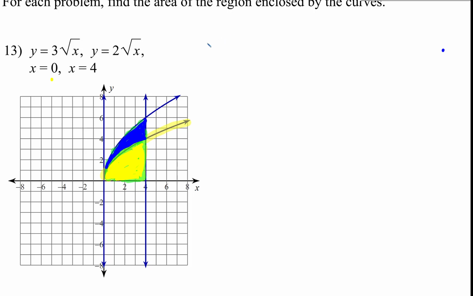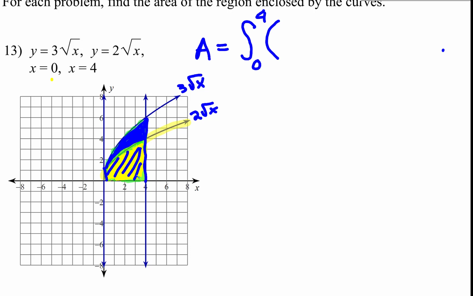So you write the area is equal to the integration symbol from 0 to 4 in parentheses. The upper graph right here is 3 root x. This graph is 2 root x. And it's this entire area subtract this area. Well, that area is this. So it's 3 root x subtract 2 root x dx. Well, since they both have the same radical, 3 subtract 2 is 1.